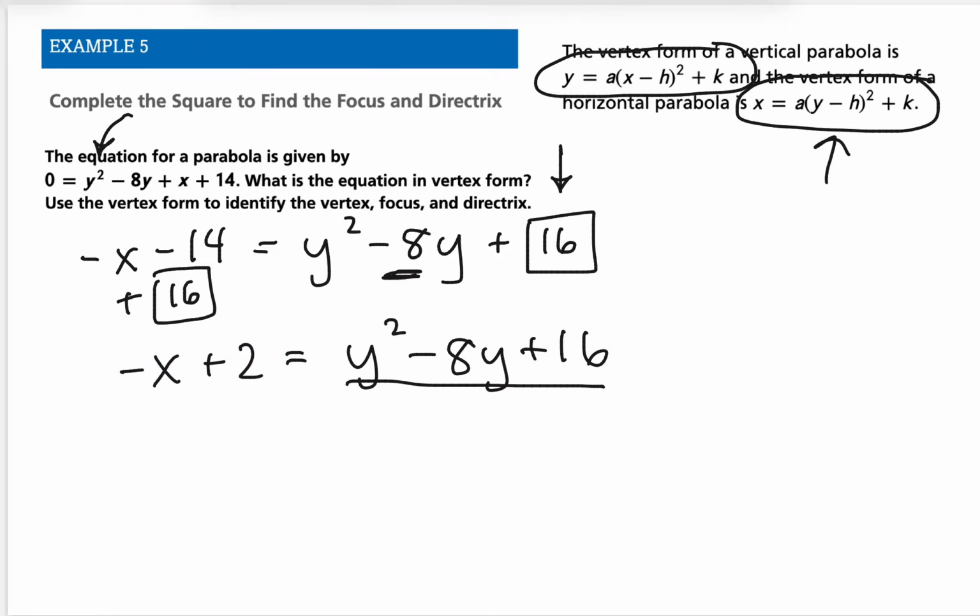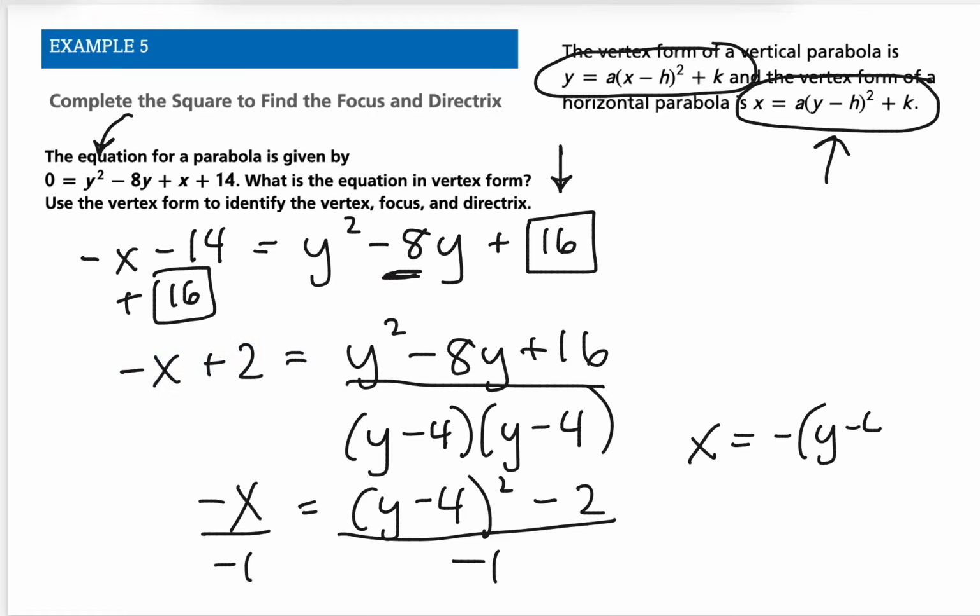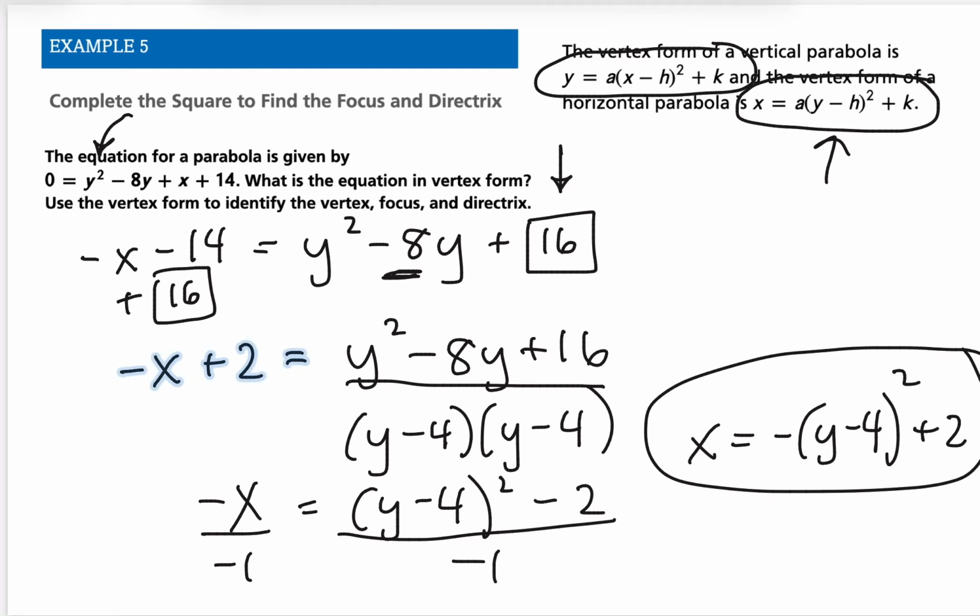So now what we just created is a perfect square trinomial. So it factors into (y minus 4) squared. And then I can move the plus 2 over to the other side. So I have -x, I can subtract the 2, so I get minus 2. And finally, my last step, I can divide everything by -1. So that gives me x equals -(y minus 4) squared plus 2. And that would be my equation in standard form.